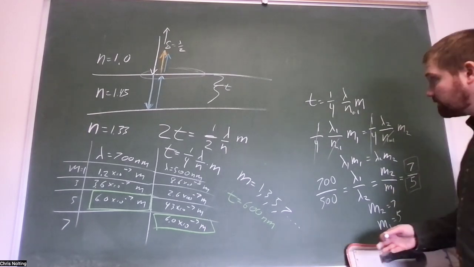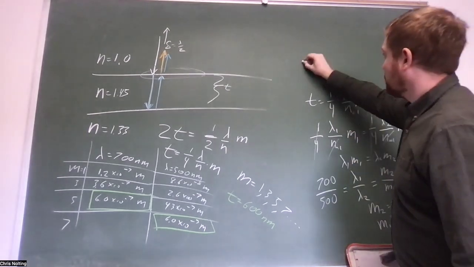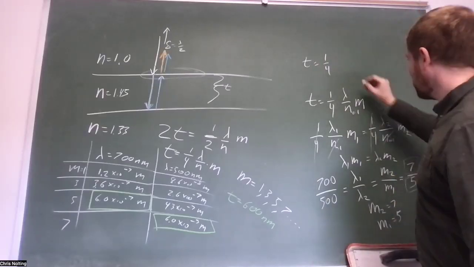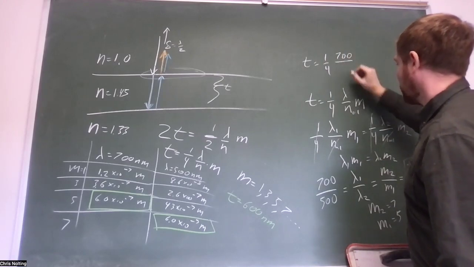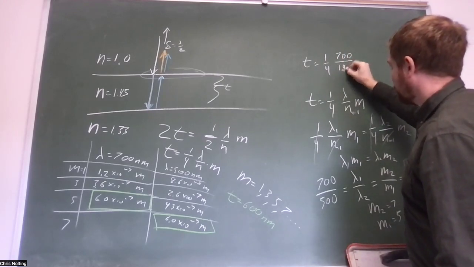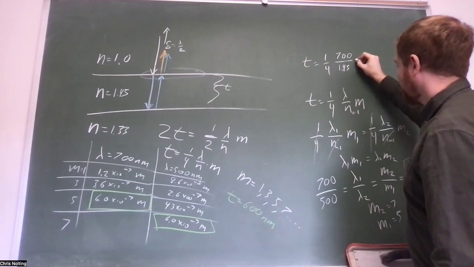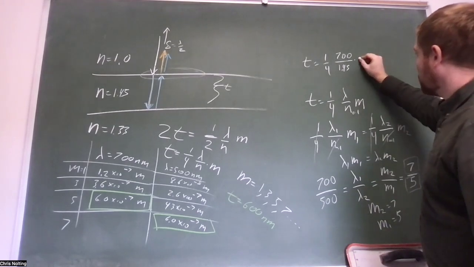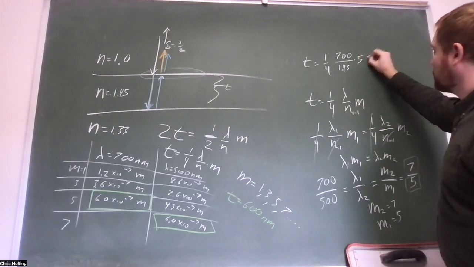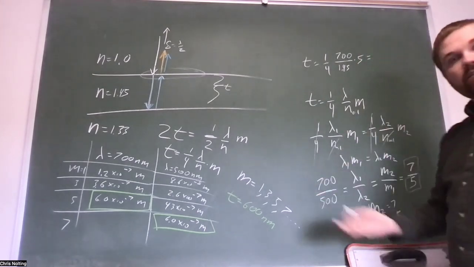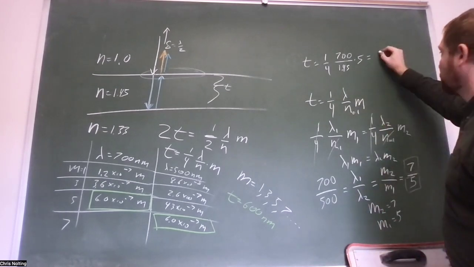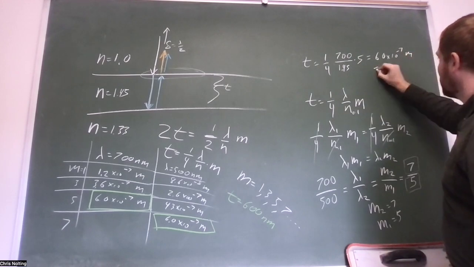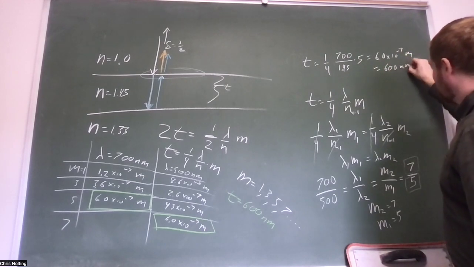So let's see what that leads us to in terms of thickness. T is 1/4. Let's pick lambda 1, which is 700 nanometers, divided by 1.45 for N oil, times the M1, which is 5. And that would give us, we'll plug in some numbers, we'd end up seeing that this is 6.0 times 10 to the minus 7 meters, or 600 nanometers.